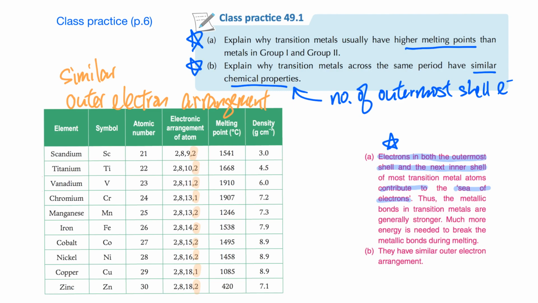So what you can say is, because they have similar outer electron arrangement, or you can even mention that because the outermost shells of the transition metals have either 1 or 2 electrons, they have similar outer electron arrangement. Therefore they have similar chemical properties.